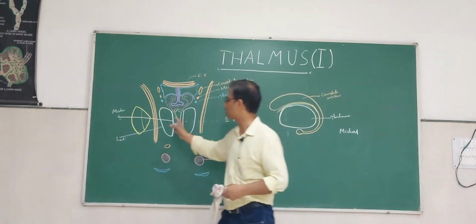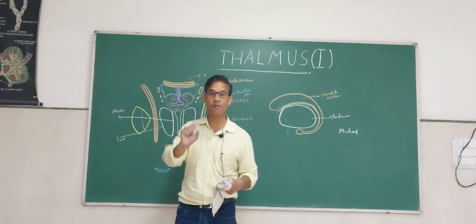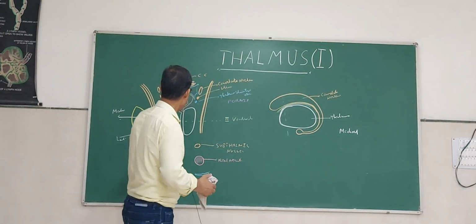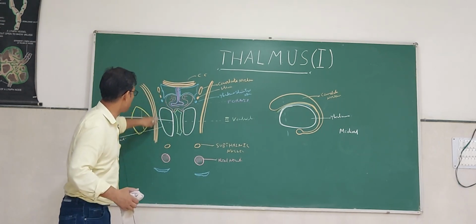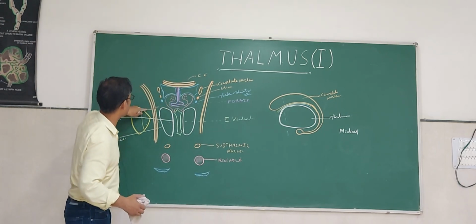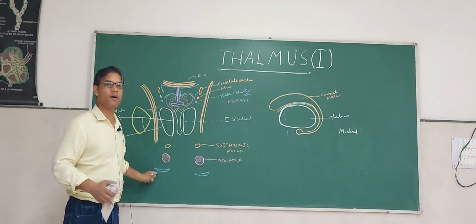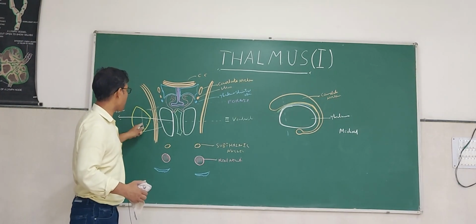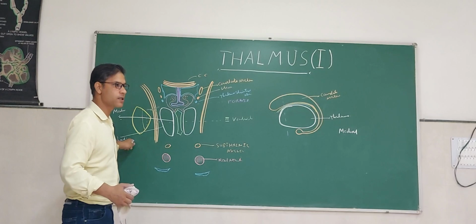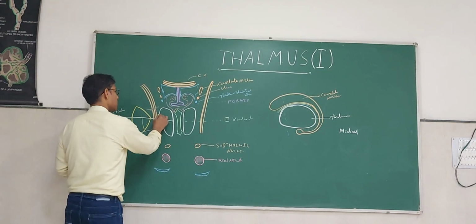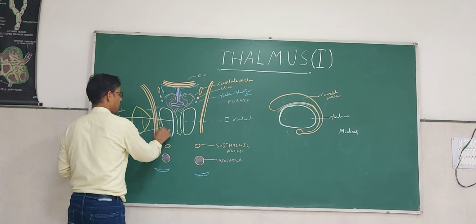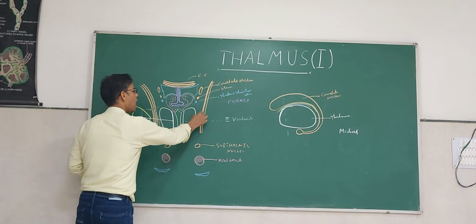Okay, now coming toward the lateral aspect of the thalamus. On the lateral aspect of the thalamus, you can see the internal capsule, especially this part, the posterior limb. The posterior limb of the internal capsule separates the lentiform nucleus, and not only that, later on we will discuss a plexus, that is the external medullary lamina of the thalamus.